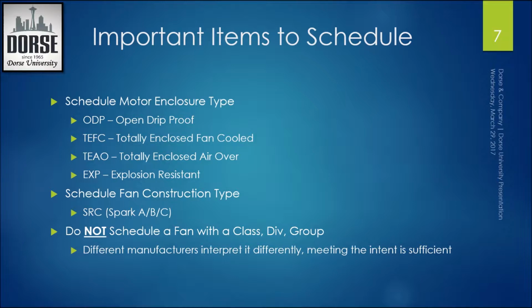And so then the next one is schedule the fan construction type, whether it meets the intent of Spark A, B, or C, or whether you just say Spark A, B, or C, that's your call. We'll get into the intent in a couple slides from now and go into a little bit more detail on that. But the key thing here is do not schedule a class, division, and group. Different manufacturers interpret that differently, different suppliers interpret that differently, and you may end up with a different type of fan than you originally wanted. So some manufacturers are a lot stricter than others. Last thing you want to do is specify a fan that meets Spark A, but because it was scheduled class, division, group that somebody else interpreted as Spark B or C, you're being provided with a Spark B or C piece of equipment.